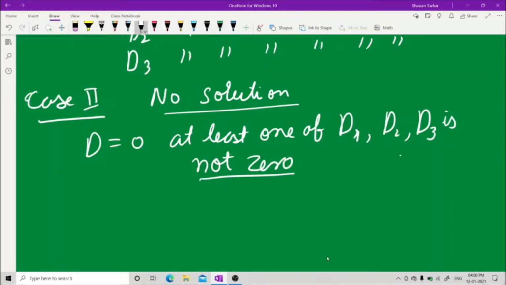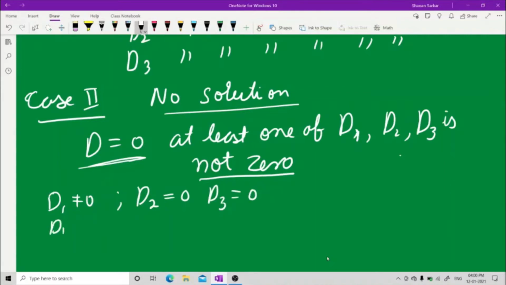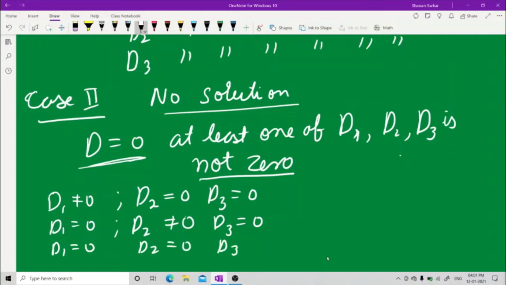Let me tell you what I mean. First, suppose D is always 0. Keep this in mind. I have D1 not equal to 0, but D2 is 0 and D3 is also 0. Then also I'll have no solution. Similarly, D1 is 0, but D2 is not 0 and D3 is again 0. Similarly, D1 is 0, D2 is 0 and D3 is not 0. Or you may think of it this way, that D1 not 0, D2 not 0 and D3 0. It may be like that also.